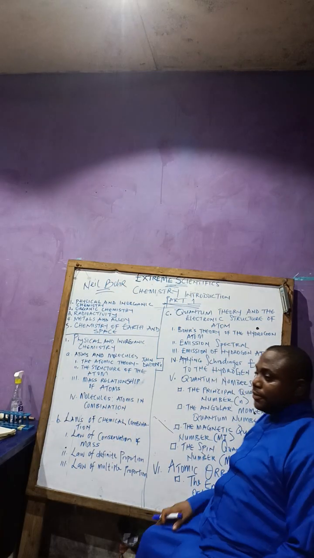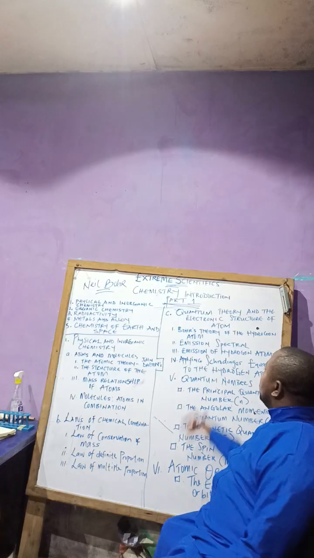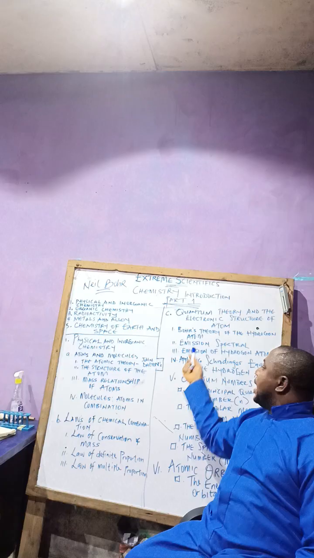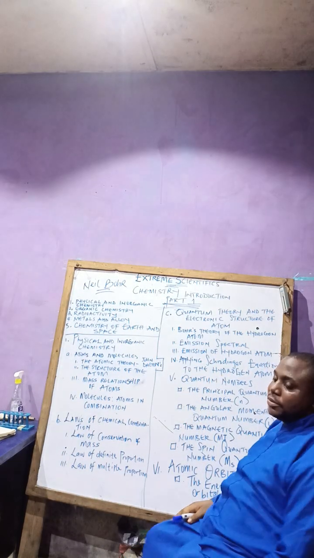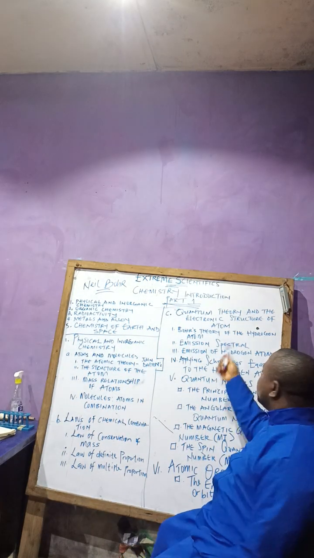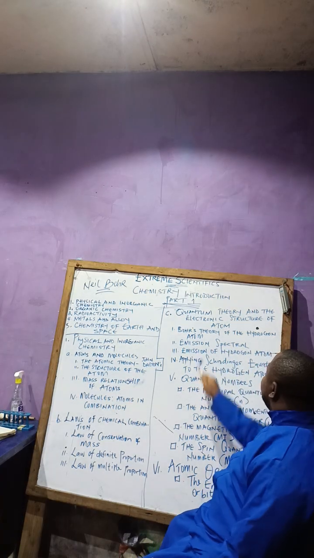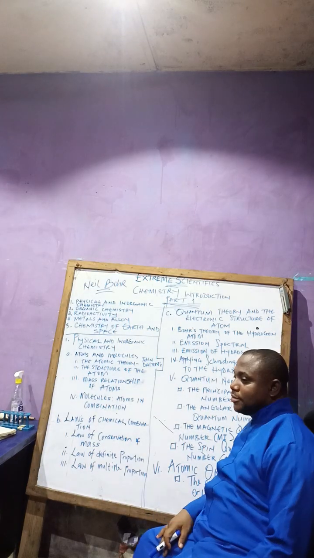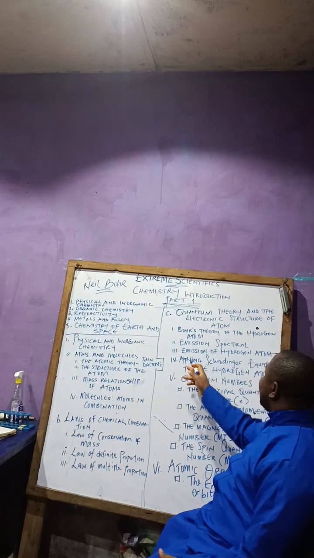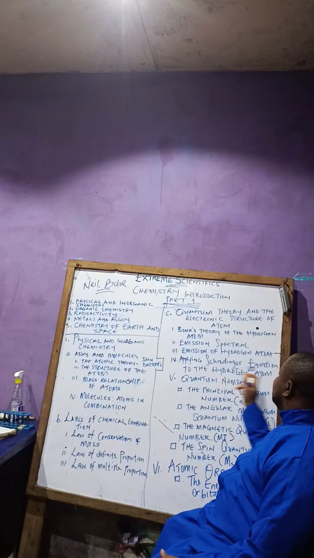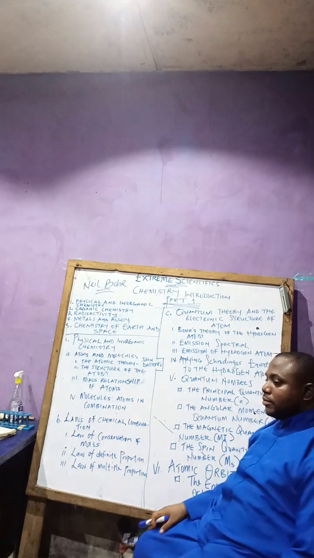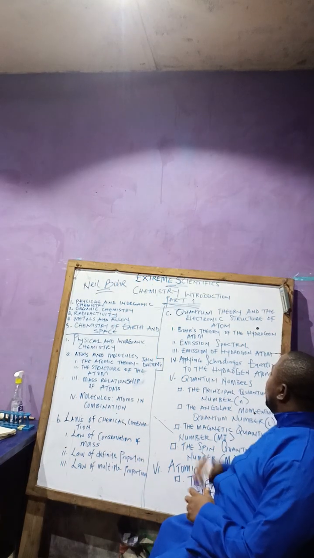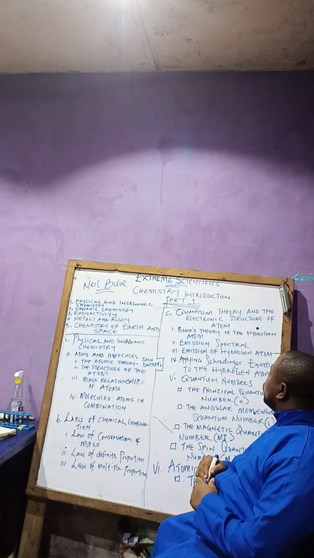What are those things that he discovered? So we are going to say Bohr's theory of the hydrogen atom. Then next week we are going to study what is called emission spectrum. The next one is emission of hydrogen atom. Next one we have is applying Schrodinger's equation to the hydrogen atom. Good. Let me go around. Go and study about this man, Schrodinger.